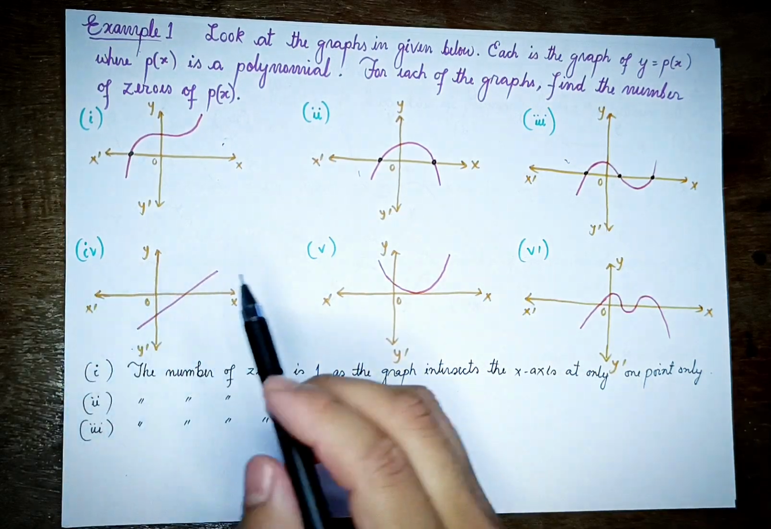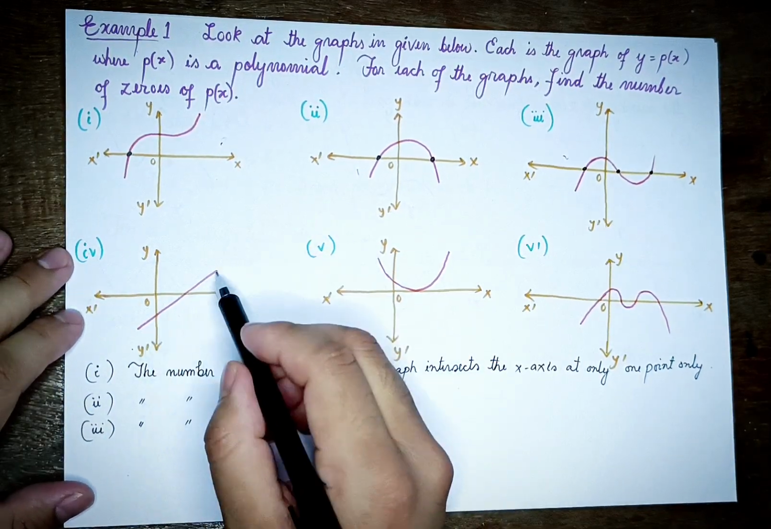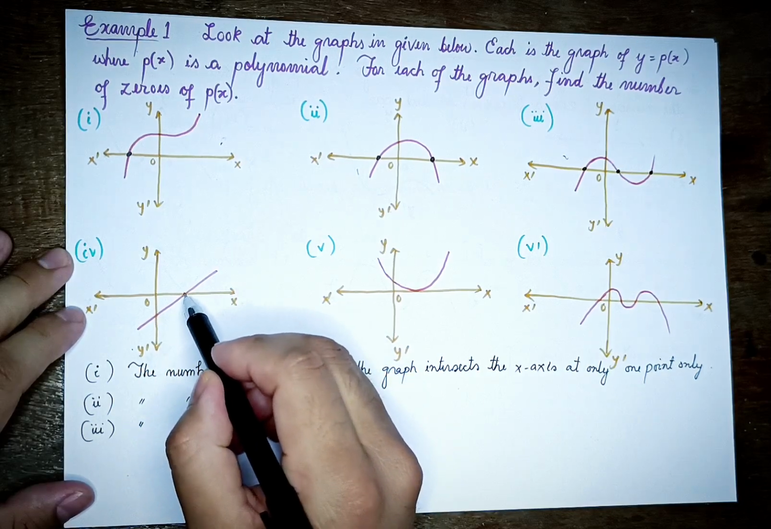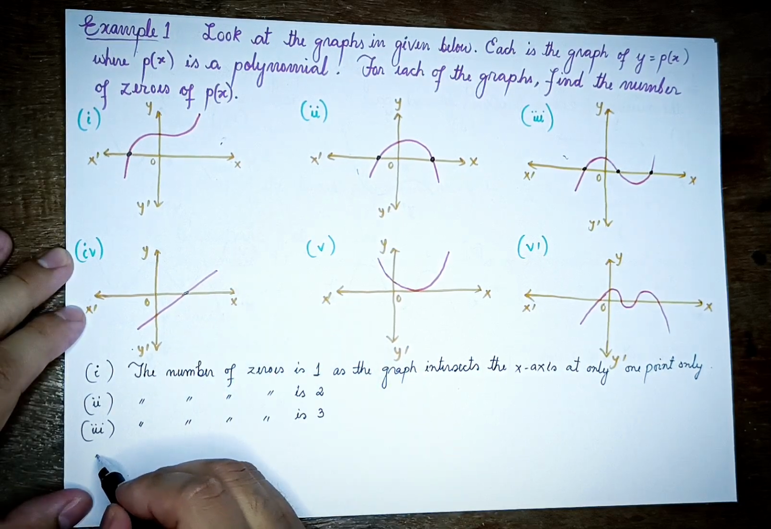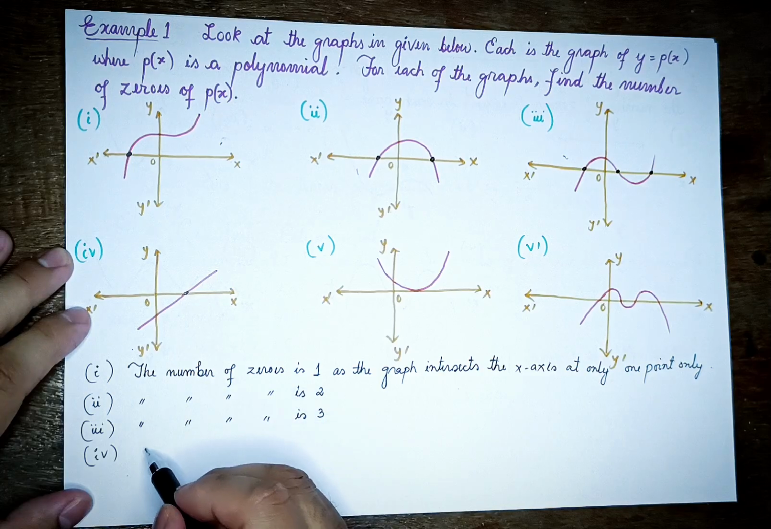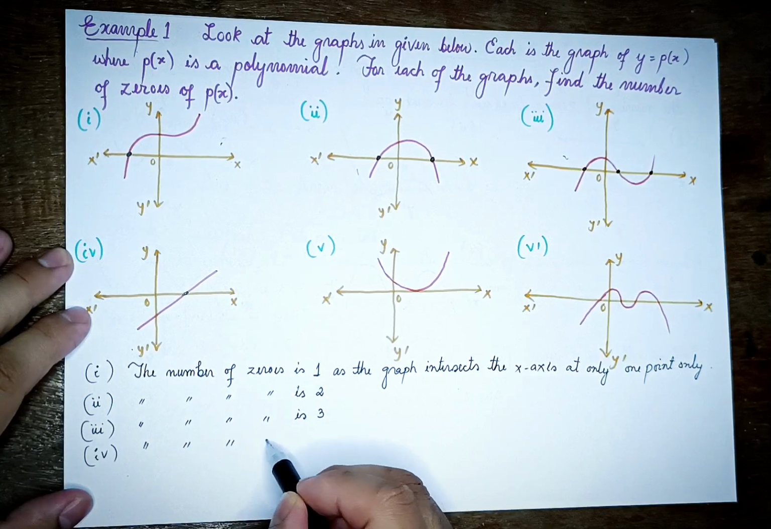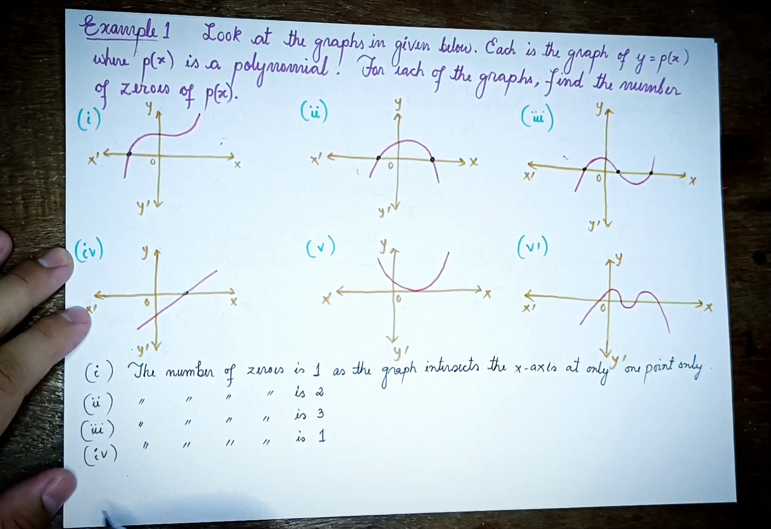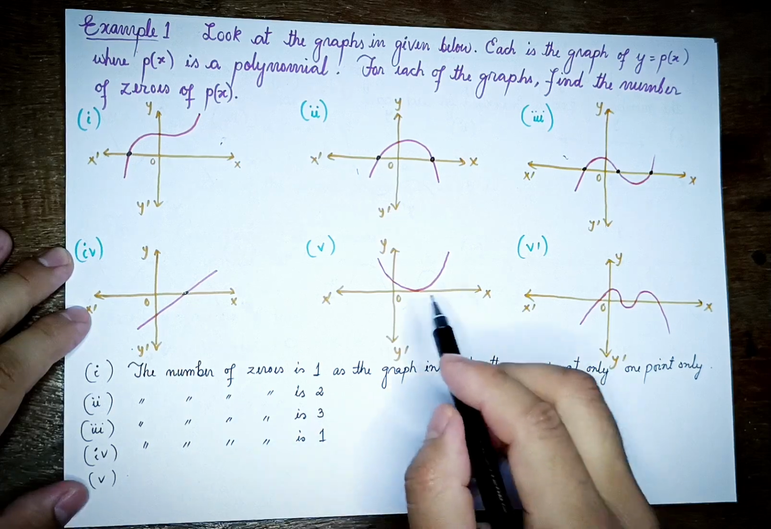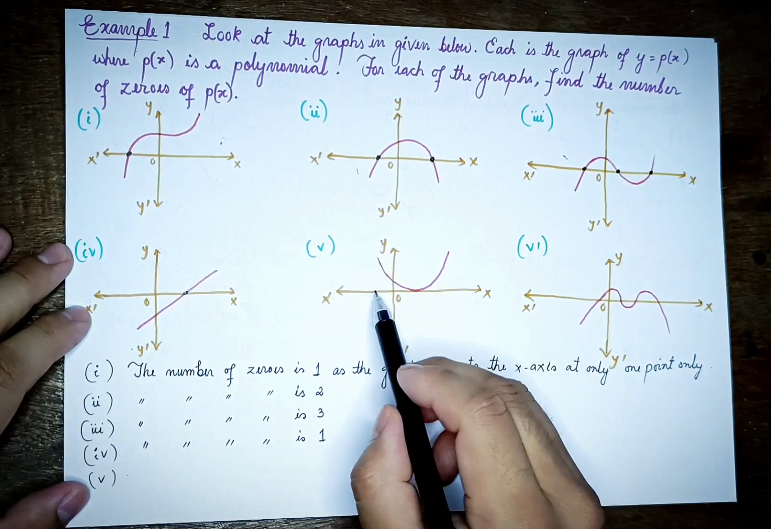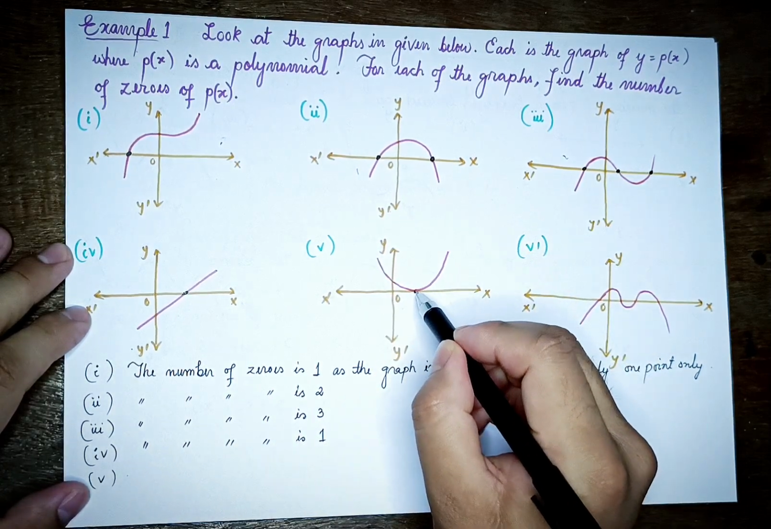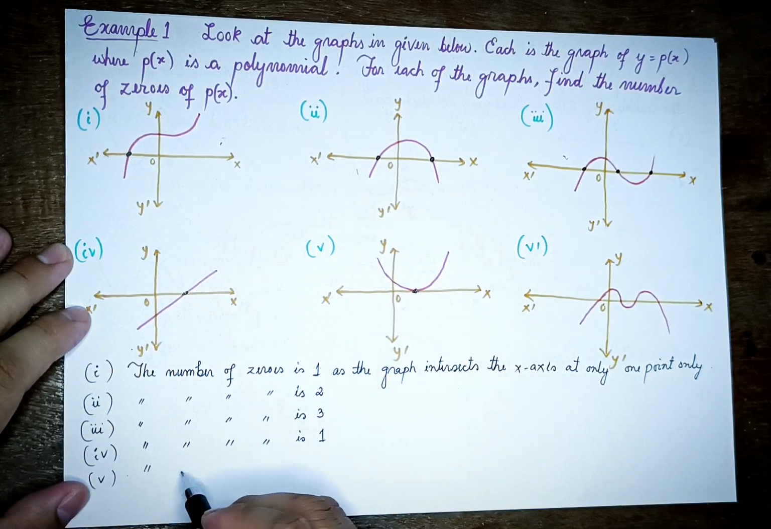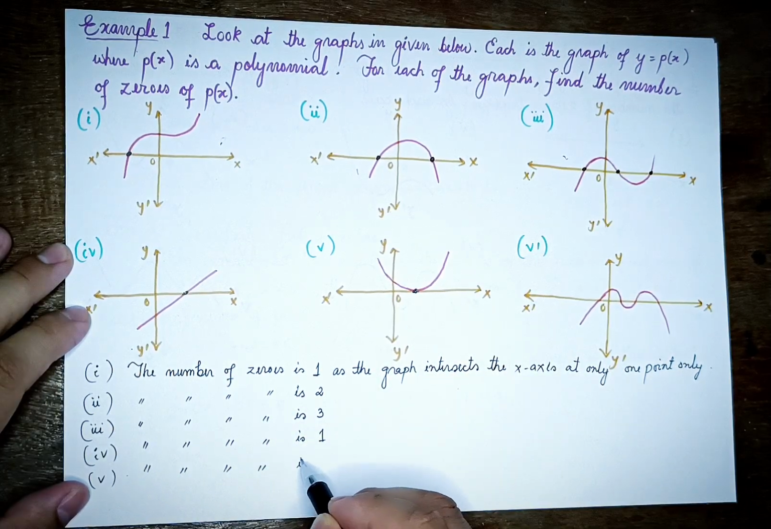Next, Roman number 4. Here this graph and the x-axis intersect at only 1 point. So the number of zeros is 1. Next, Roman number 5. This parabola and the x-axis intersect at only 1 point. So the number of zeros is 1.